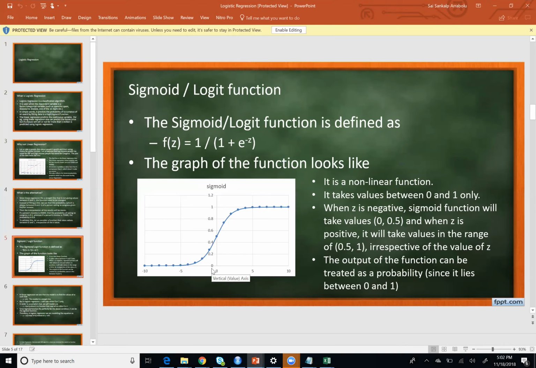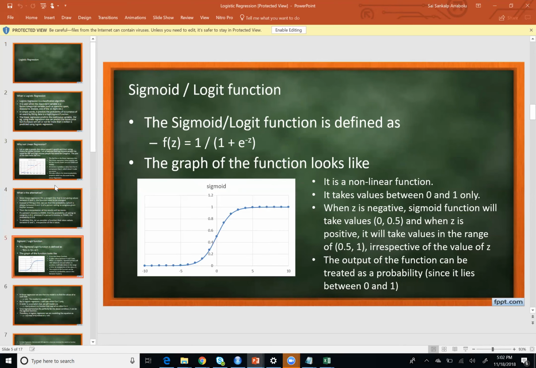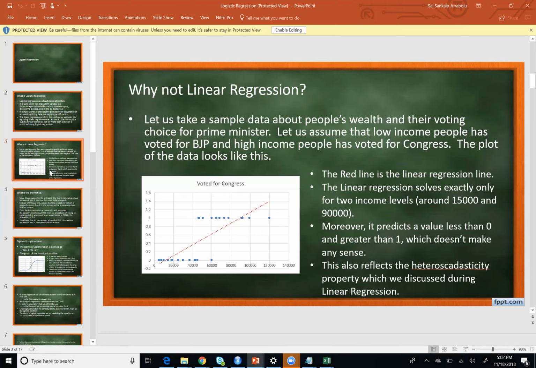So that way, we actually will get a categorical output finally. Any questions on this? Like, why are we using the sigmoid function? So first and foremost, why do we need logistic regression? Why can't linear regression solve this problem?